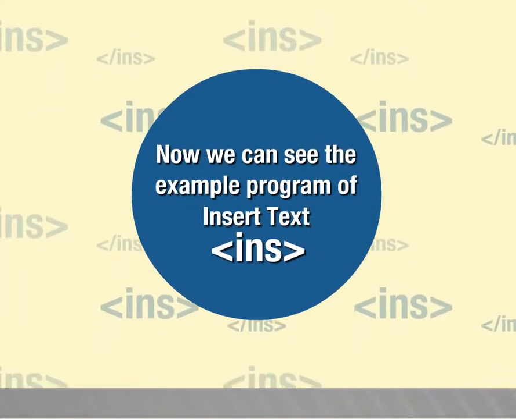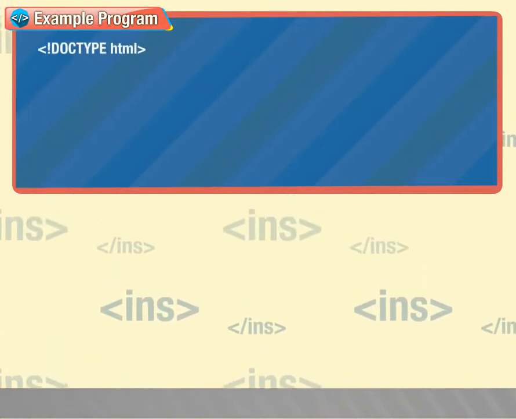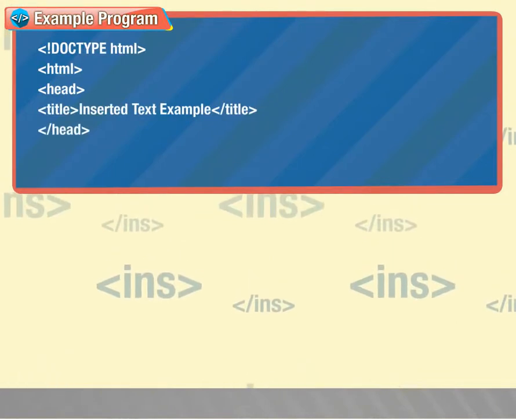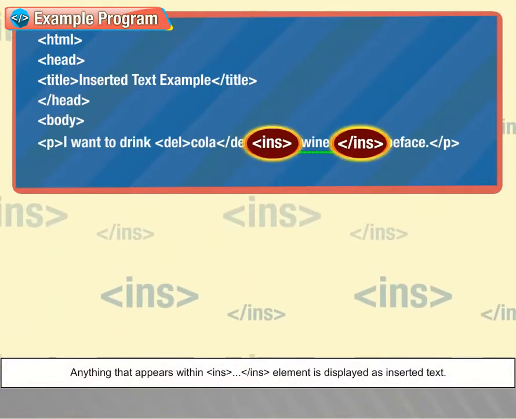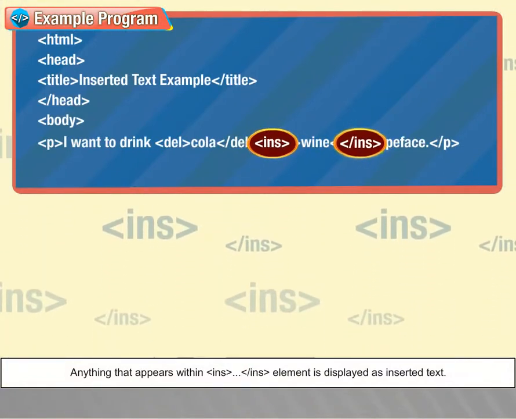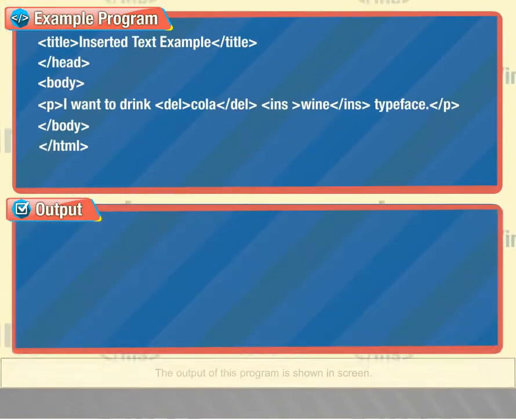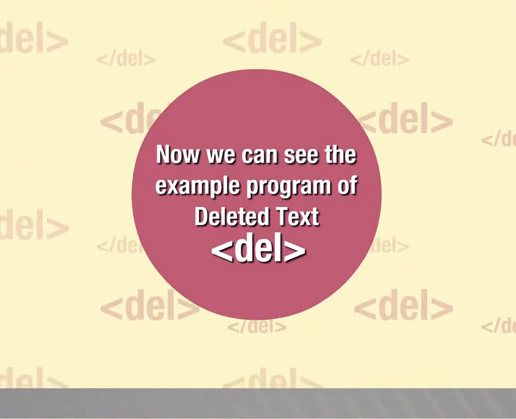Inserted text. Now we can see the example program of inserted text. Anything that appears within the INS element is displayed as inserted text. The output of this program is shown in screen. Deleted text. Now we can see the example program of deleted text.